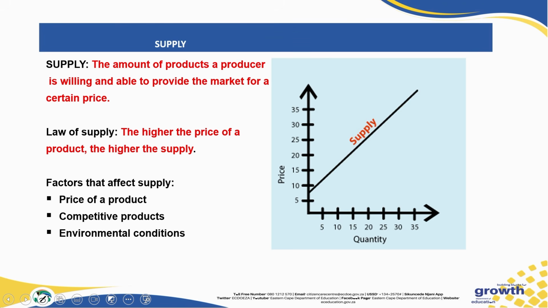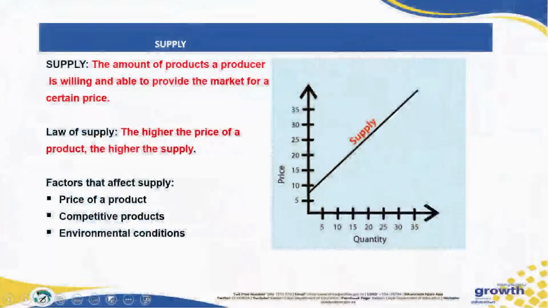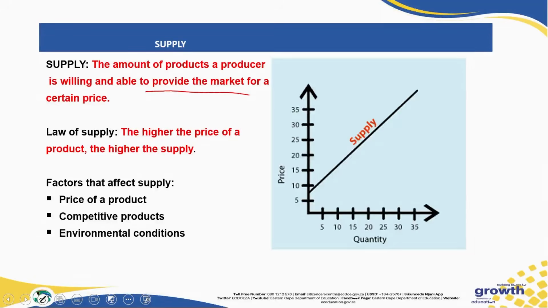Okay, let's continue. Now we have the supply. When we define the supply, we say it is the amount of products a producer, not a consumer, is willing and able to provide to the market at a certain price. And we have the law of supply. The law of supply states that the higher the price of a product, the higher the supply, and the lower the price of a product, the lower the supply. The relationship between the two is directly proportional.